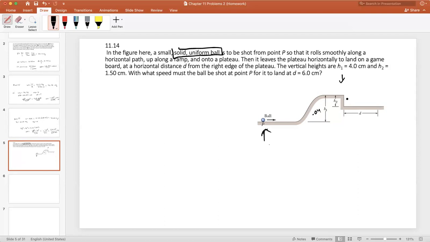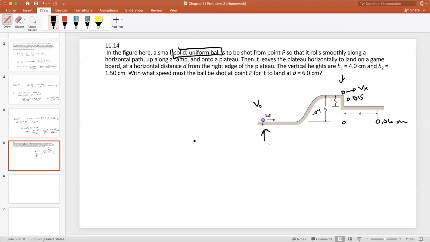We know that this distance here is 0.015 meters, H2, and d is 0.06 meters. And we know that this ball is going to come flying off the end here with some velocity in the x direction only. That's the key thing here. So we want to know what speed must the ball have initially in order for it to land at the point d equal to 6 centimeters.